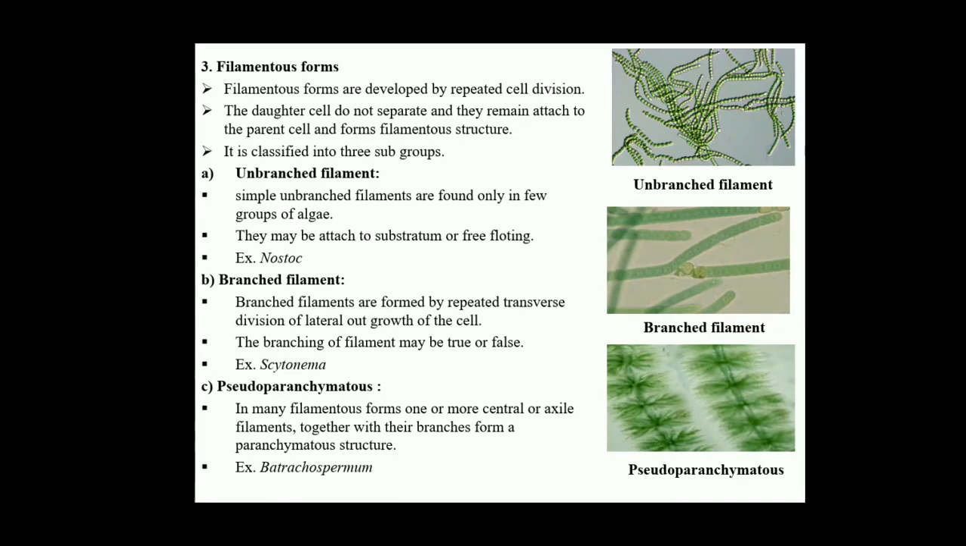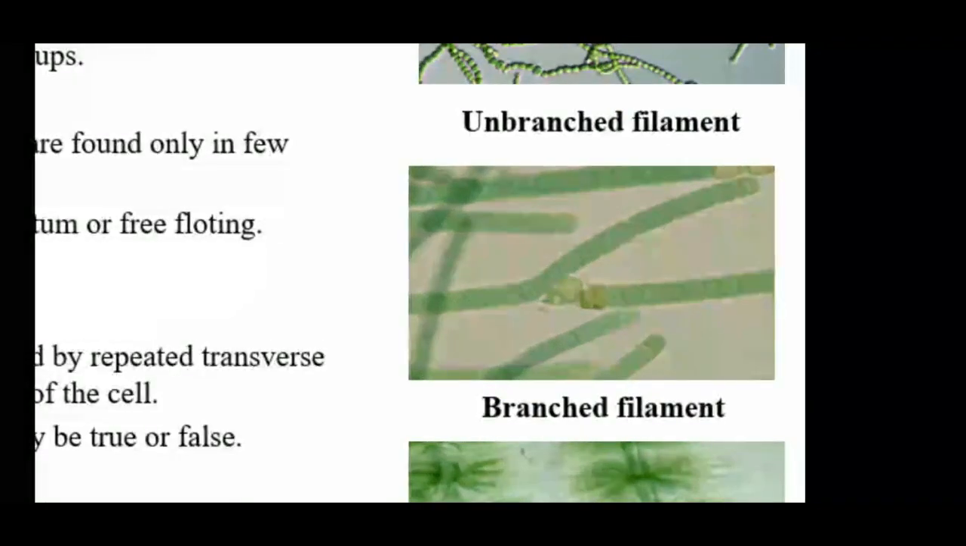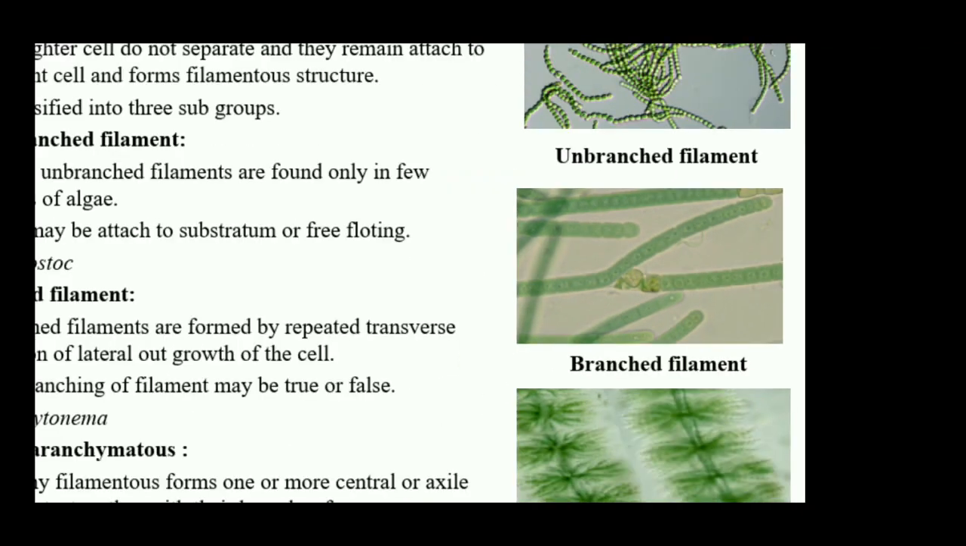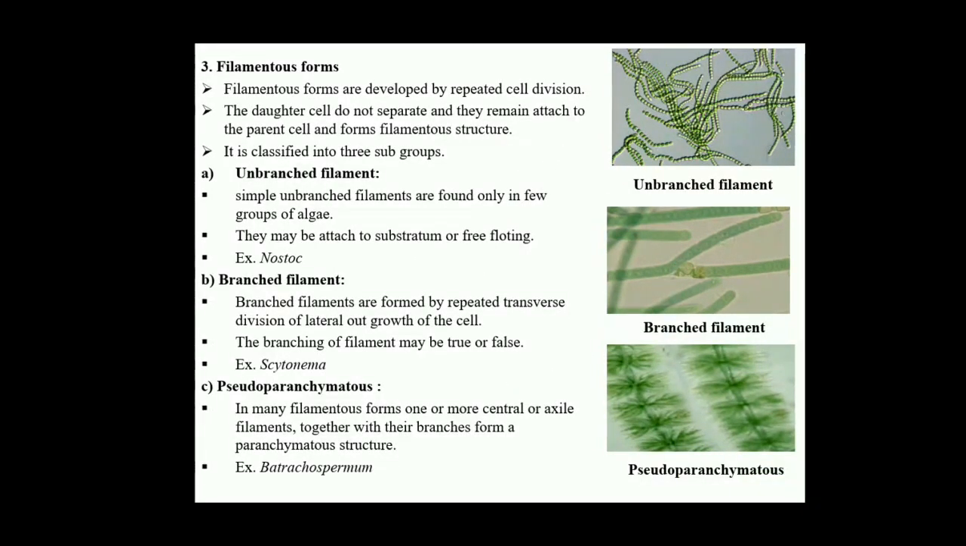It is classified into three subgroups: unbranched filament, branched filament, and pseudoparenchymatous. Unbranched filament. Simple unbranched filaments are found only in a few groups of algae. They may be attached to the substratum or free floating. This is the single cell, which is joined together and forms a filamentous structure. They may be attached to something in water or free floating. The example is Nostoc.